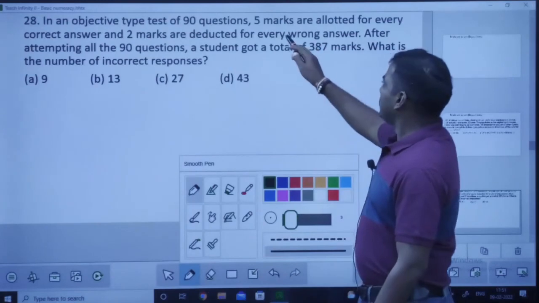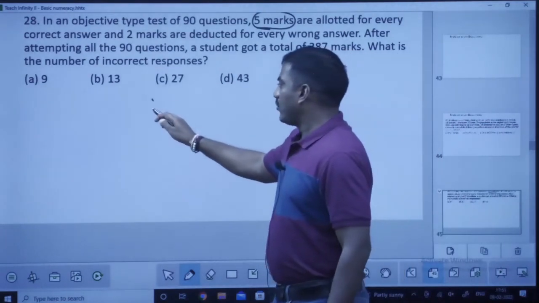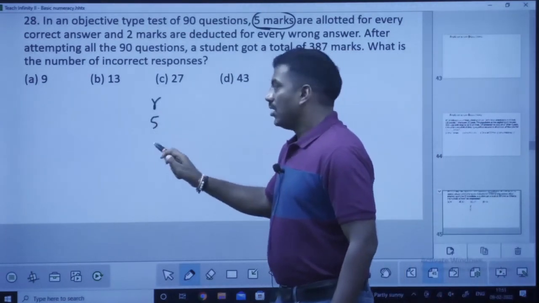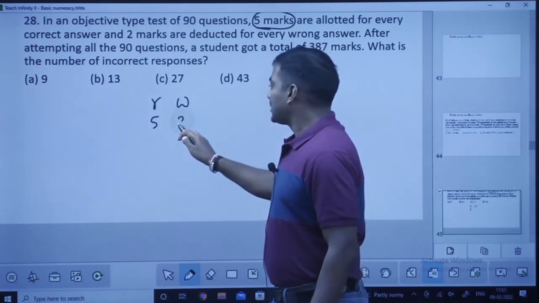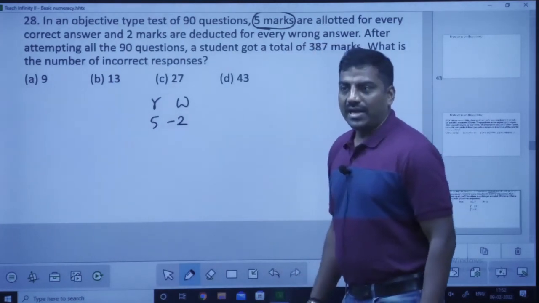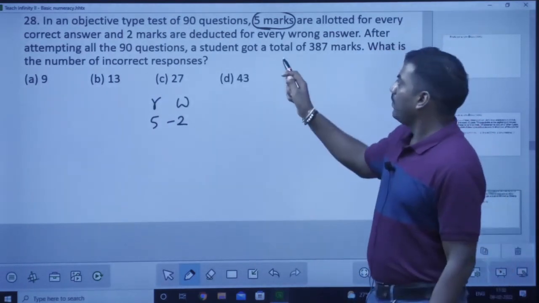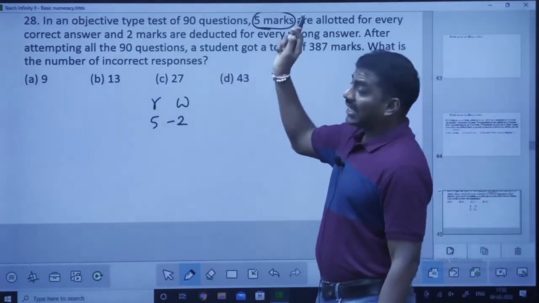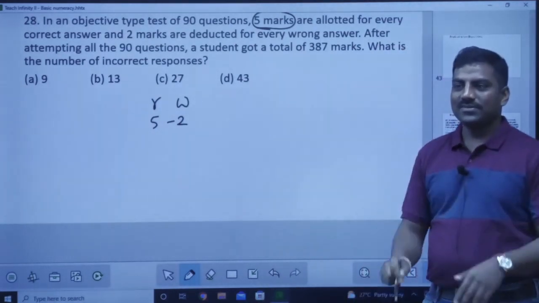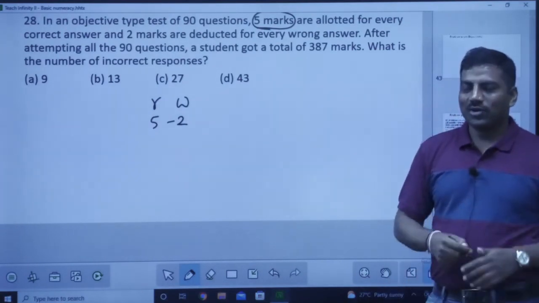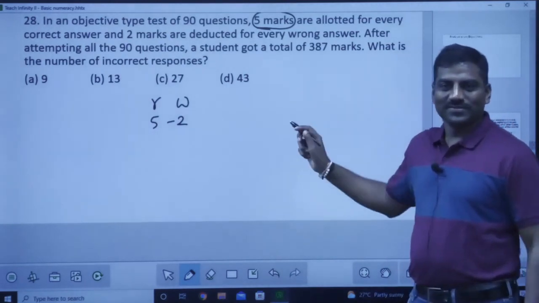For the right question, 5 marks are allotted. For the wrong question, 2 marks are deducted. And for an unattempted question, they have not given anything. And this fellow, after attempting all the 90 questions, has not left any question. He has put 1, 2, 3, 4, 1, 2, 3, 4. Okay. He has shot every question.